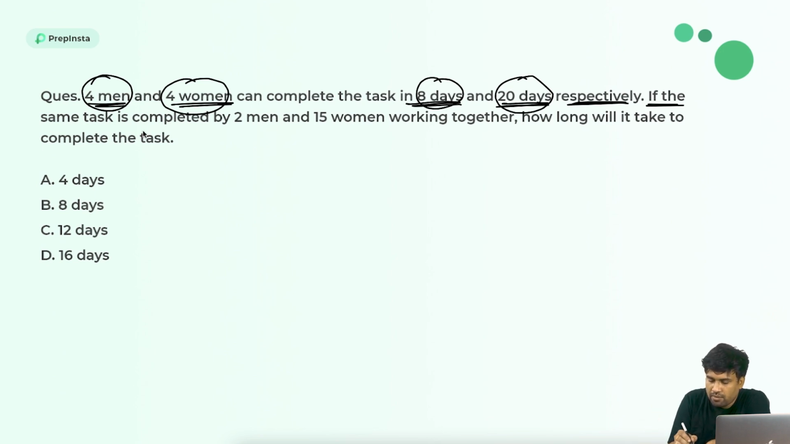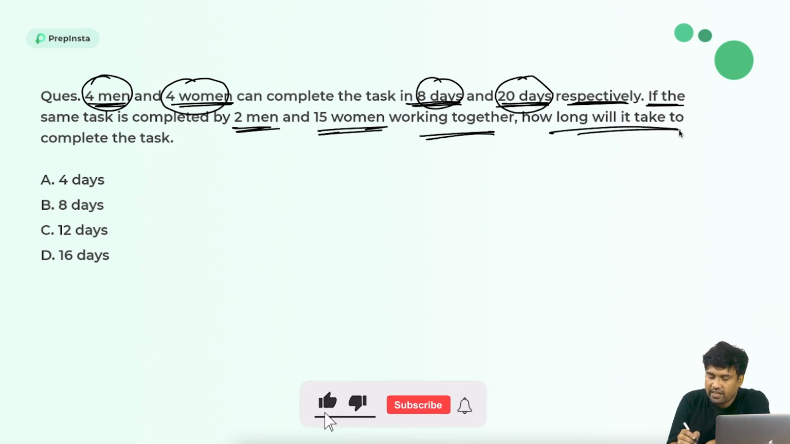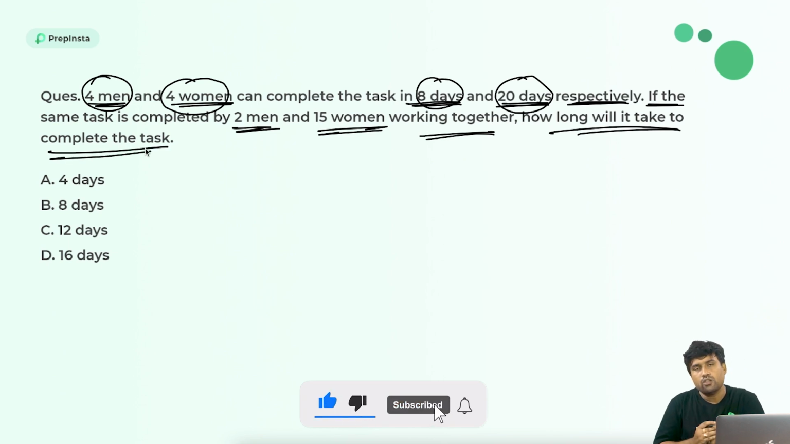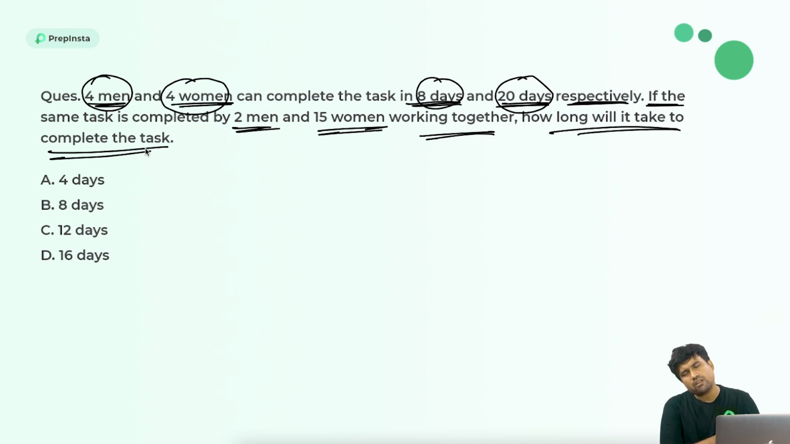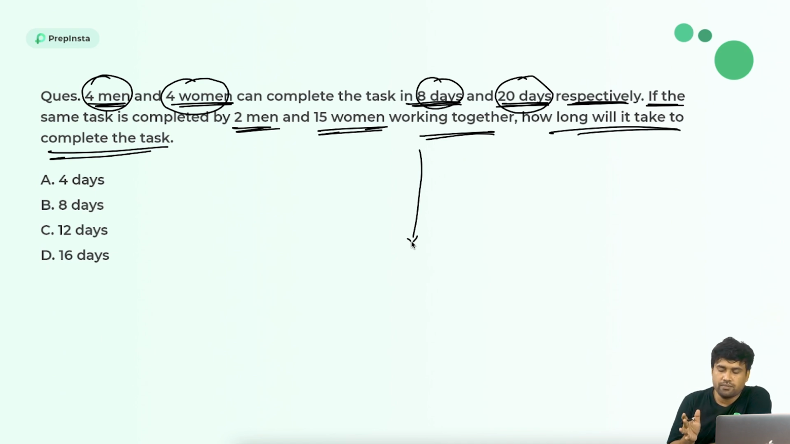If the same task is completed by 2 men and 15 women working together, how long will it take to complete the task? If you see the explanation of any person on other sides, you can see they will go with a traditional method and end up with a messy calculation part. So I will never follow those types of traditional methods. It's a time wasting process, right? So I'll always go with a smart method, how we can simply do it.